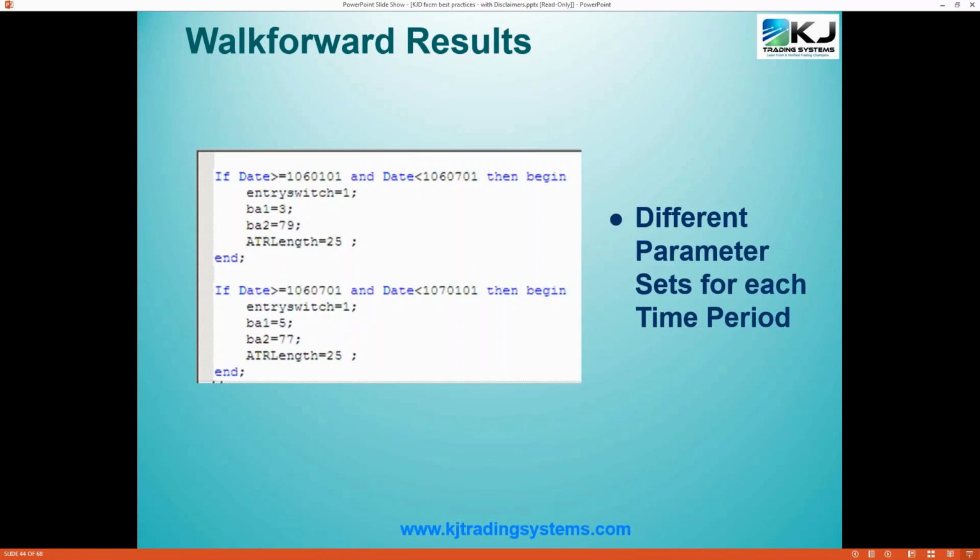And what you end up with is Walkforward results. This is TradeStation, so this might be hard for you to read, but this is January 1st, 2006 to July 1st, 2006. You have a certain set of parameters, and then July 6th to January 1st of the next year, you have a different set of parameters. That's what Walkforward testing is: the parameters can change every period.